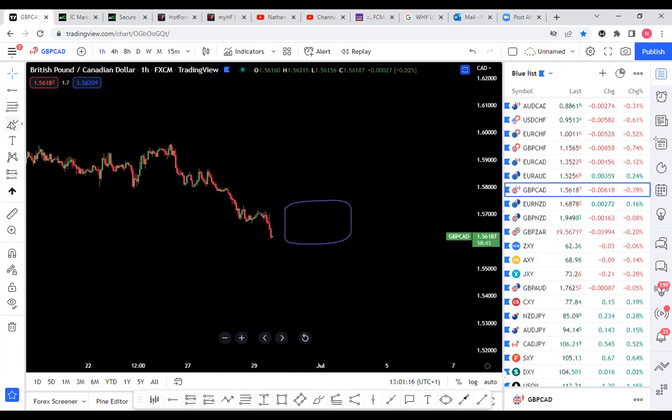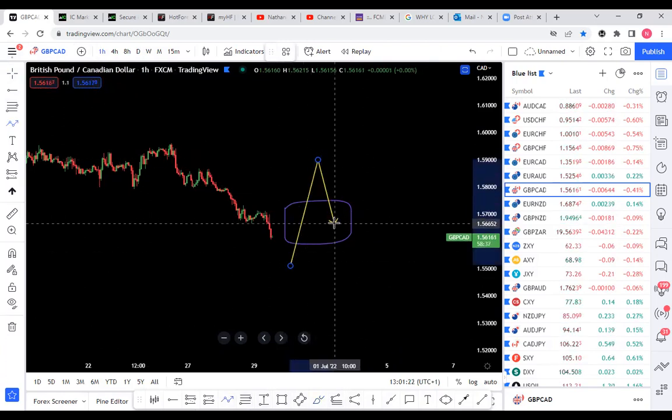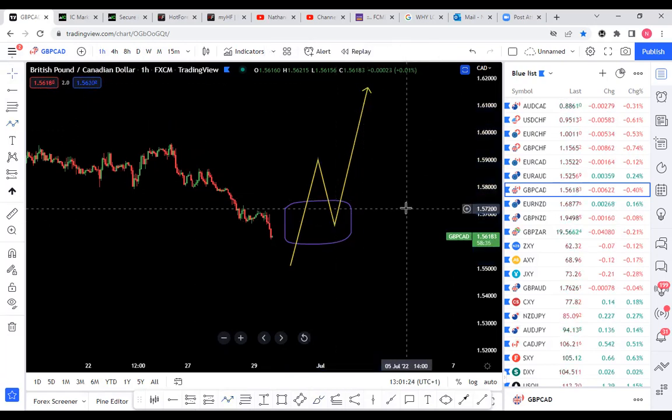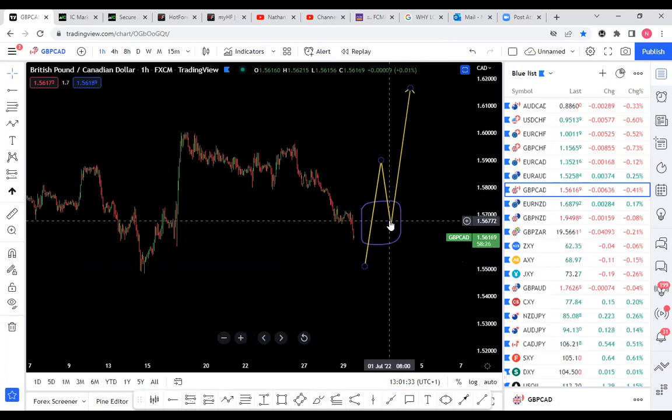When you get to the 1 hour time frame, you must have seen an impulse. Let it correct to 50 or 61.8. Then we now buy to the upside. This is the only condition that's going to make us buy GBP CAD. Apart from this condition, we're not going to buy it.